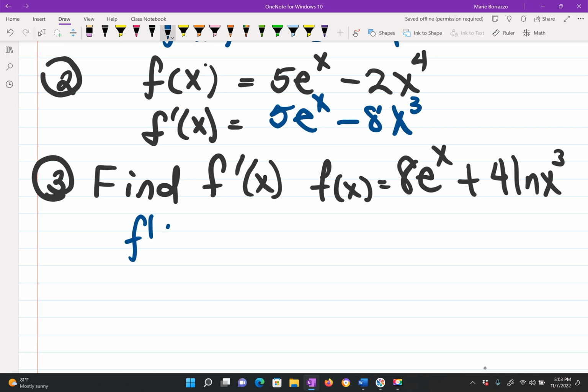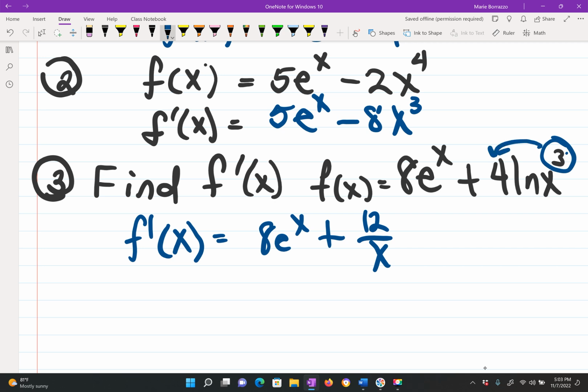So in this one, you would have ended up with f prime of x is equal to 8e to the x, and this reduces to 12 over x. Any issues? No? From converting 4 and L, as we multiply 12. A derivative of natural log x is what? 1 over x. 3 times 4. No, there's no square.